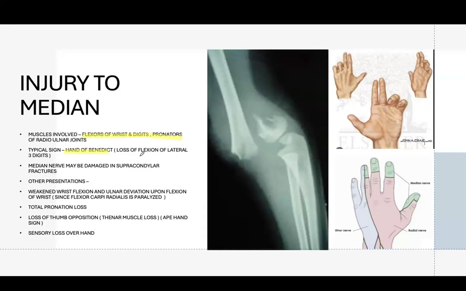And it's because of the loss of flexion of the lateral three digits. So the lateral three digits are these digits when you put a person into anatomical position. And if a person is asked to flex, they'll be able to flex these two, but they won't be able to flex these. So you would have this kind of appearance. The typical case is a supracondylar fracture, which is just above the condyles of the humerus. And the median nerve would be running through here, and then it would be damaged.